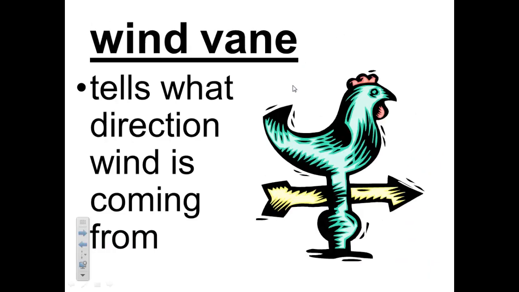A wind vane tells what direction the wind is coming from. It changes directions as the wind changes direction.